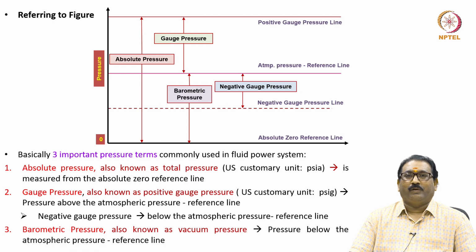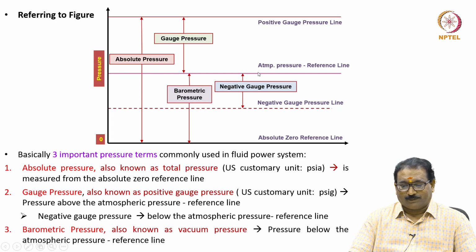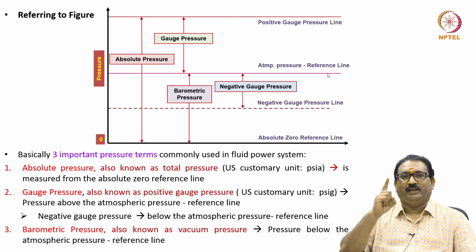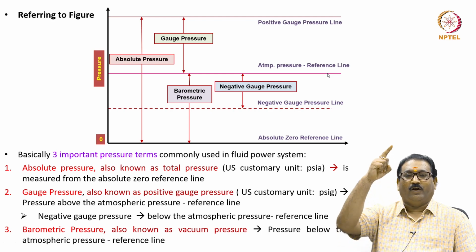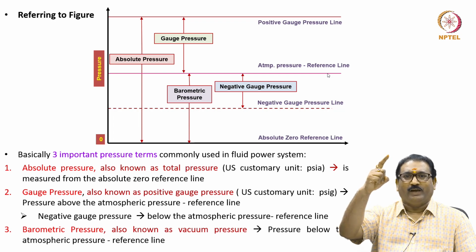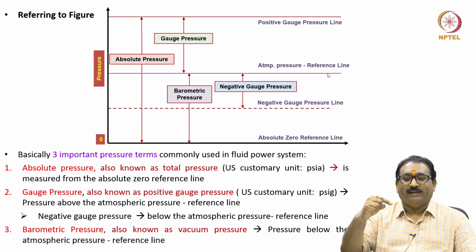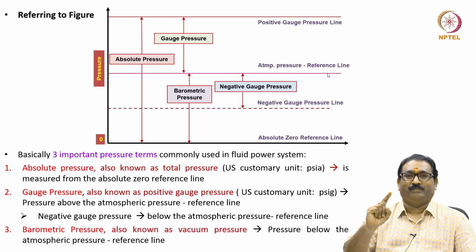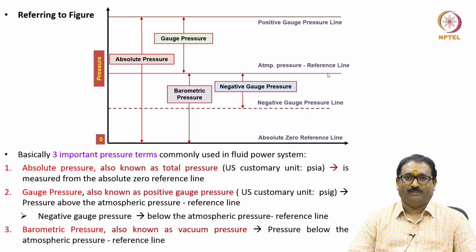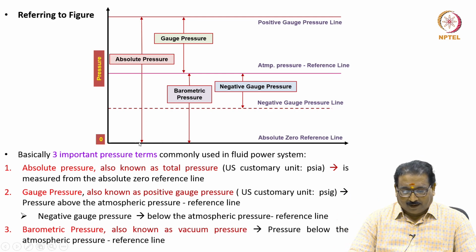So, in one word, all the pressures are generally specified with respect to the atmospheric pressure reference line, which is generally the 1 bar. Above it is called the gauge pressure or positive gauge pressure. Below this line is a negative gauge pressure, which is also called the barometric pressure or a vacuum pressure. Then from the absolute zero reference line, from the top, it is an absolute pressure.